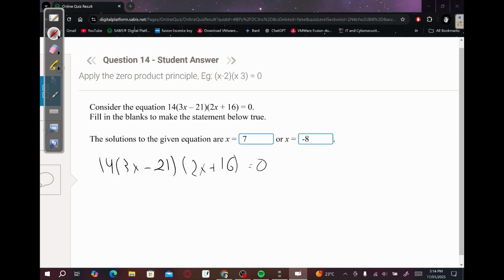Whenever you have these, instead of expanding all of this, you can just set this equal to 0 and set this equal to 0. So let me show you what I mean. 3x minus 21 is equal to 0. Right, you take 21 to the other side. 3x is equal to 21. X is equal to 7.